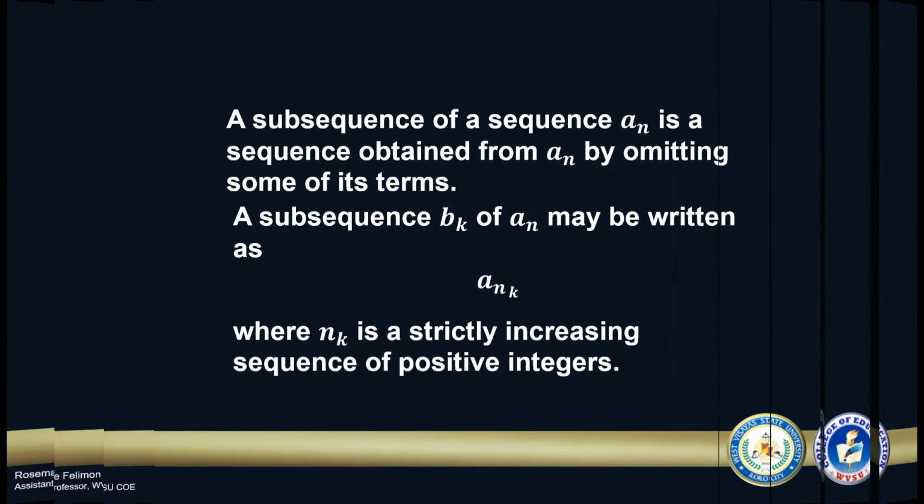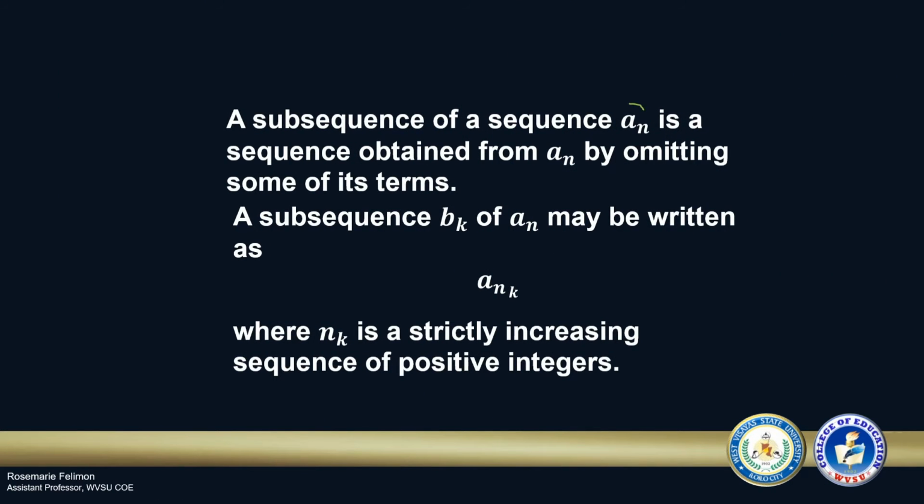So here's the definition. A subsequence of a sequence a_n is a sequence obtained from a_n by omitting some of its terms. So remember that the subsequence is a sequence as well, and we obtained it from a_n, and we just simply omitted some of the terms.